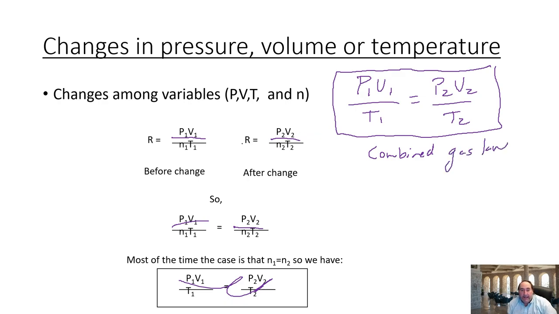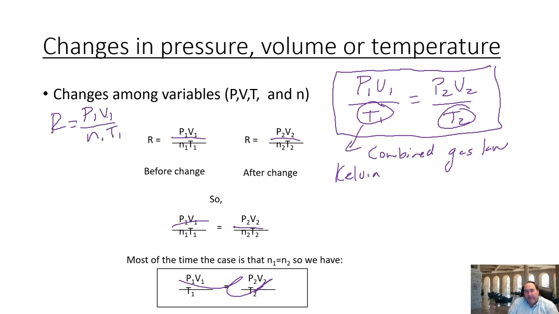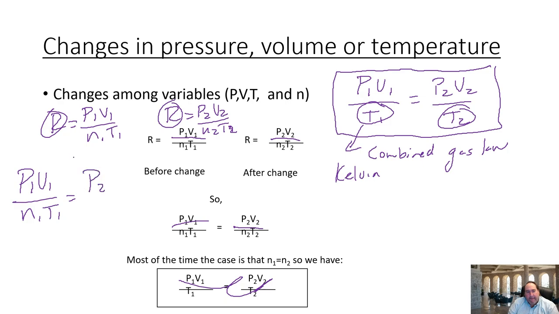And in this case, pressure could be any unit you want. Volume could be any unit you want. But as you probably know by now, temperature has got to be in Kelvin. This really comes from solving the ideal gas law for R for two different situations. Let me just rewrite that so it's a little bit easier to see. And you actually can, because R is a constant, set those equal to each other. And in most cases, if you don't open the container, your moles will be the same. So that, again, is how we get to the combined gas law.